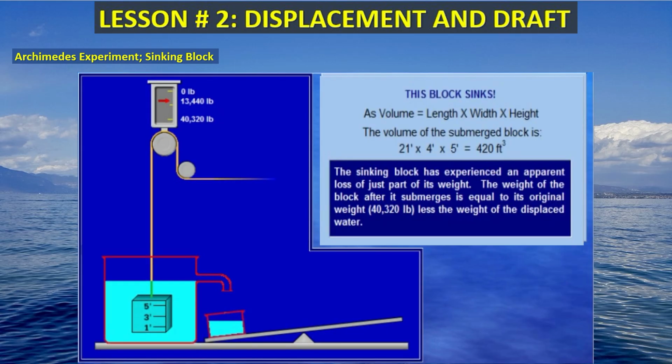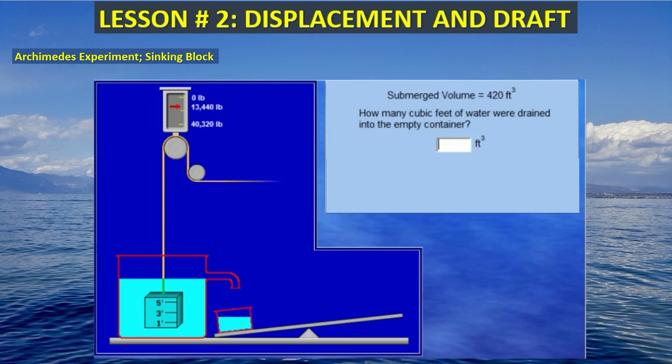The sinking block has experienced an apparent loss of just part of its weight. The weight of the block after it submerges is equal to its original weight less the weight of the displaced water. The submerged volume is 420 cubic feet. How many cubic feet of water were drained into the empty container?